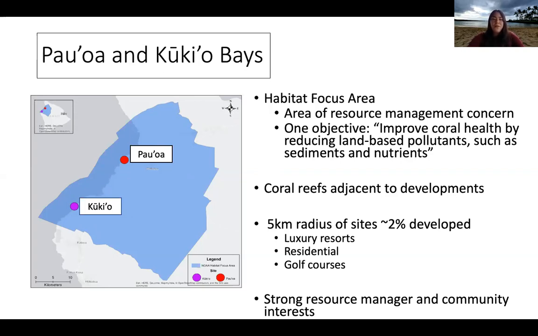Land cover for both of these areas within 5 kilometers is about 2% developed, made up of luxury resorts, residential areas, and a lot of golf courses as well. And in addition to that 2%, about 60% of the 5 kilometer radius is bare substrate or lava. Both of these developments had strong resource manager and community interests, and that's why these sites were chosen.